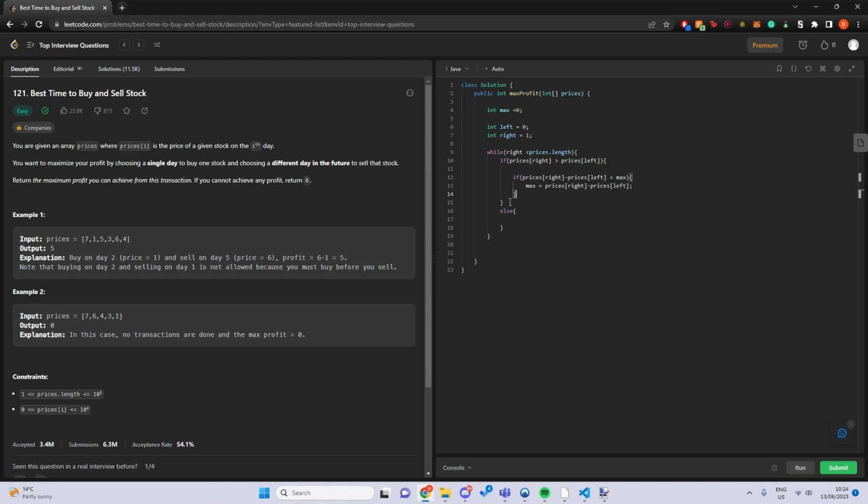So that's there. Let's tidy this up. So we go else. We want to move both cursors. So we're going to do left equals right. And then at the bottom, since right every single time is going to move, we're just going to increment right straight away.